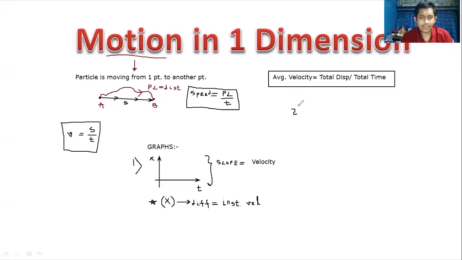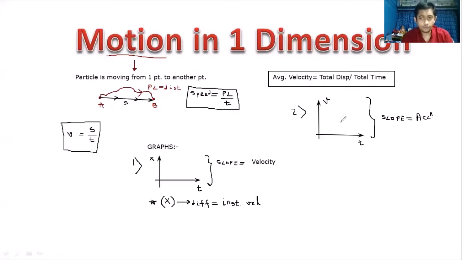The next graph, students, that we have is a VT graph, that is velocity against time graph. Let's say that this is velocity and this is time. In a VT graph, the slope of the VT graph gives acceleration. We need to remember this. If we have a velocity against time graph, then the slope of the VT graph gives acceleration.